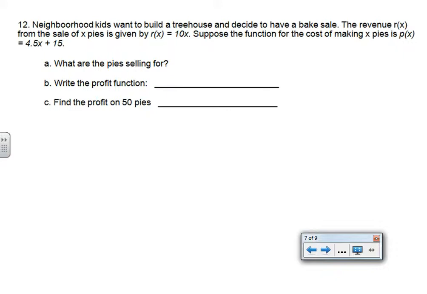Number 12. Neighborhood kids are going to build a tree house, and they're going to have a bake sale to fund it. And this time I give you the revenue function is 10x. Suppose the function for the cost is 4.5x plus 15. First of all, they want to know what the pies are selling for. So that has to do with revenue. Apparently we're selling the pies for $10 a piece.